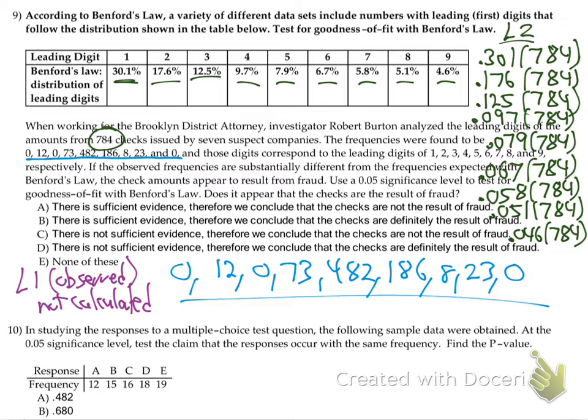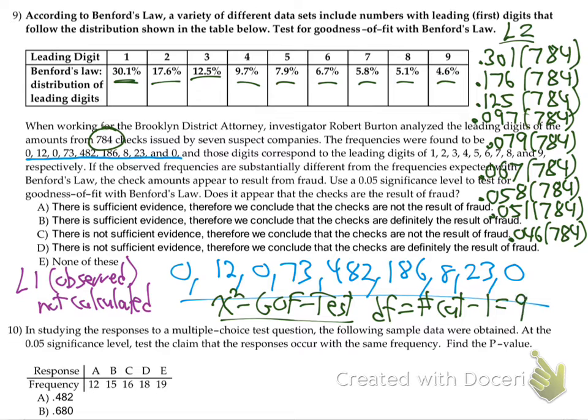So I'll do chi-squared goodness of fit test. Degrees of freedom, number of categories minus 1. How many categories are there? 9, right? 9 different digits. 9 minus 1, so 8 degrees of freedom. Chi-squared goodness of fit, go on down, 8, calculate.